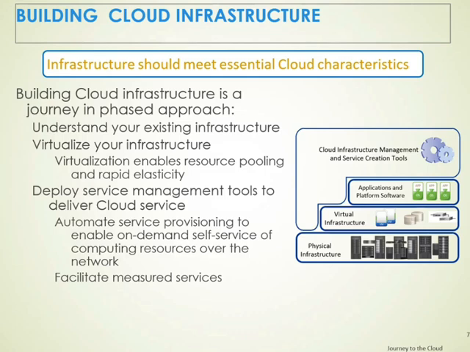So, building a cloud infrastructure. The infrastructure should meet essential cloud characteristics to support cloud services. It can be built using a shared pool of computing resources such as compute, storage, and network. The infrastructure should be flexible to meet the rapidly changing demands of its consumers and allow them to provision resources on demand over the network. The infrastructure should also enable monitoring, control, and optimization of resource use.